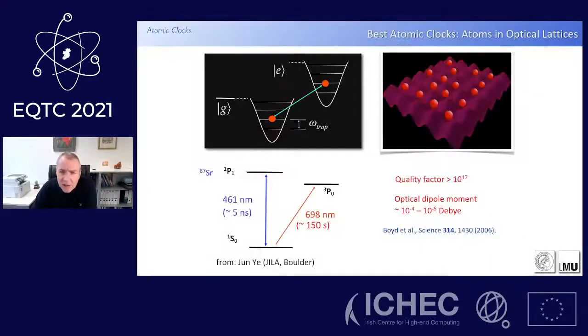The best atomic clocks today are built by holding atoms in these optical lattices, which here is an example from Junier's group in Boulder, where the electron cloud oscillates within each lattice site. And we use these as oscillators and count the oscillations of these oscillators through a clock, the frequency comb, for example, and this allows us to make fantastic clocks.